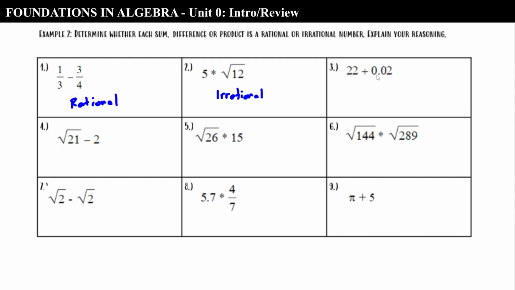22 plus 0.02 is just 22.02. That's a decimal that terminates, so therefore it's rational. And remember, rational plus irrational is going to give you a rational anyway. Here we have an irrational minus a rational. If we subtract 2, what happens behind the decimal doesn't change. So therefore, this is just irrational.